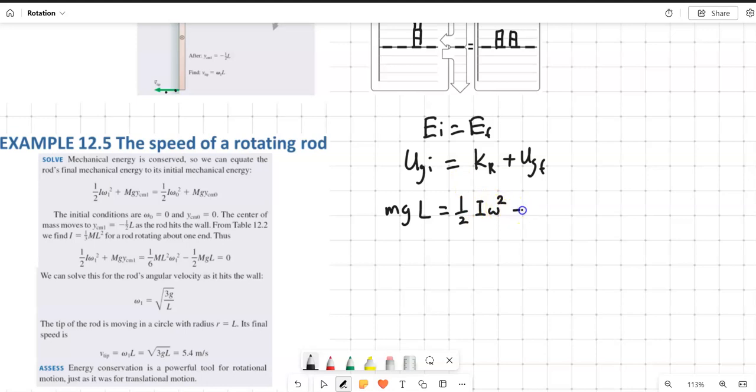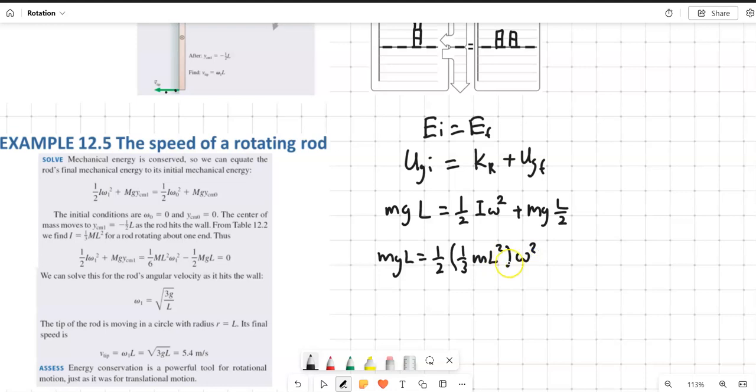Plus, in the end, it's also mg, but the center of mass is now half the length above the ground, so L over 2. mgL is going to be equal to 1/2 times the moment of inertia. The moment of inertia for a rod spinning about one of its ends is 1/3 mL squared.